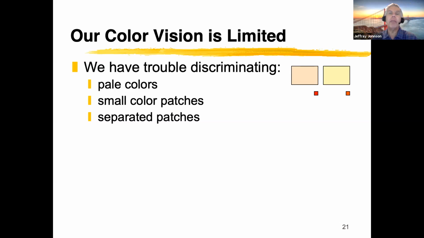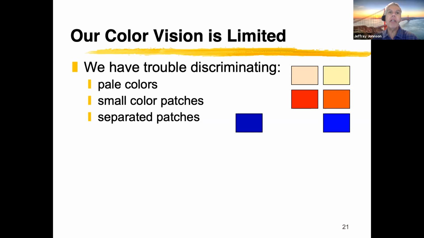Another thing is that the size of a color patch influences how easily people can tell the colors apart. It's hard to tell that these are two different shades when they're small, but when we make them bigger, it's easier to tell that they're not the same shade. And so as a designer, if you need people to be able to see the difference between certain colors, you have to make the color patches large, because if they're small, they won't be able to see the difference between them.